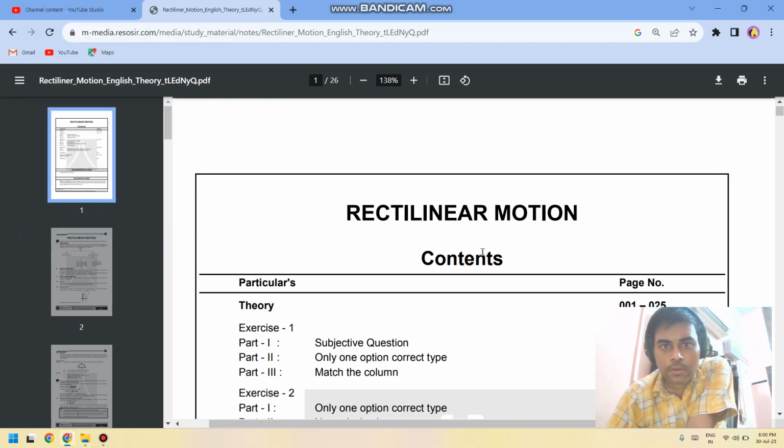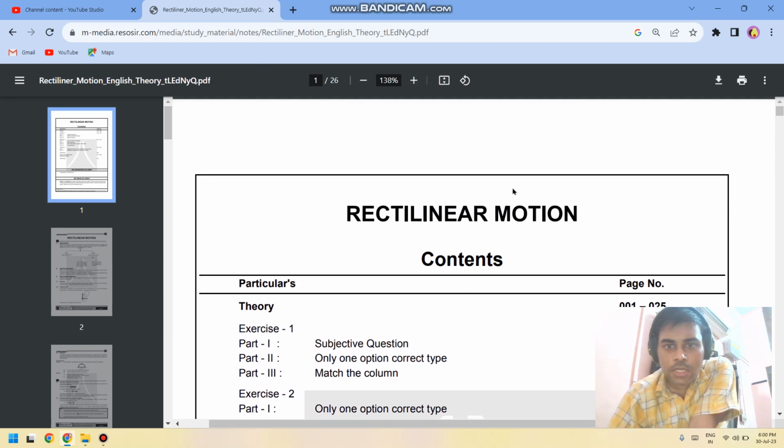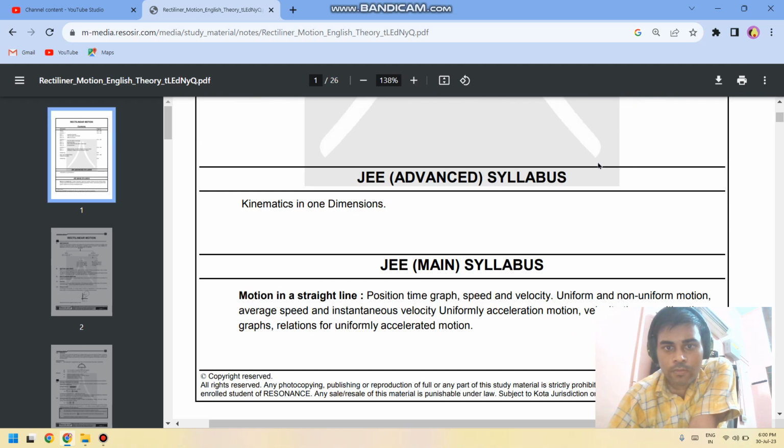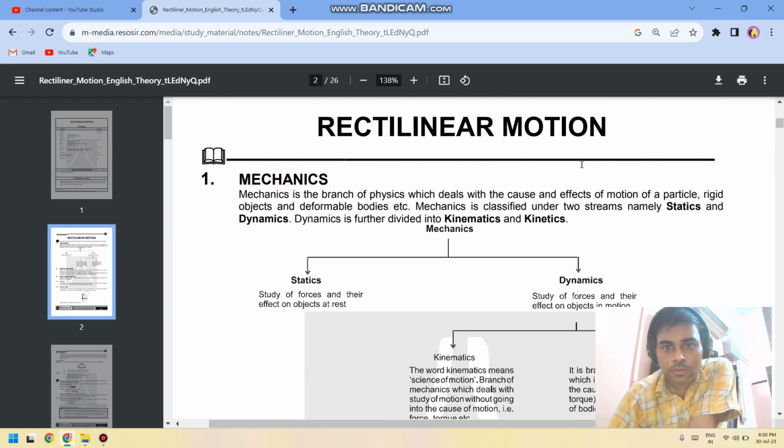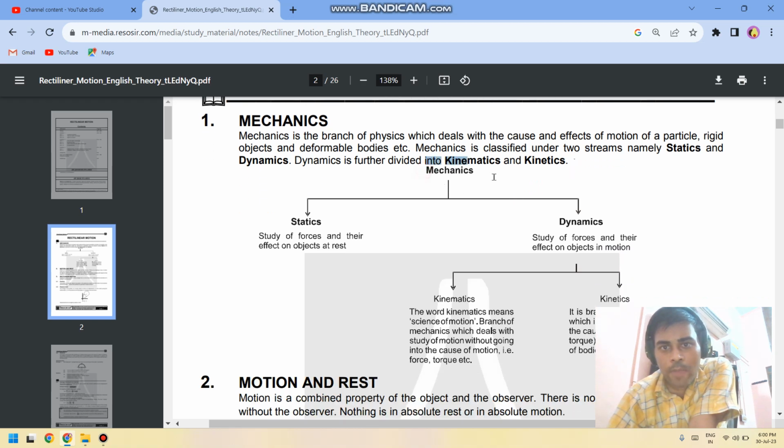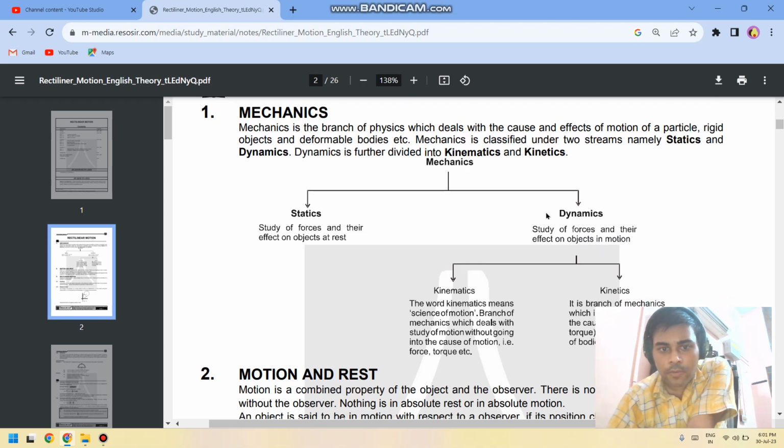Okay, let's cover rectilinear motions, examples, and questions in 10 minutes. Now, the whole of mechanics is divided into two parts: statics and dynamics. The statics part studies the forces and their effect on objects at rest. Rest is important. And the study of forces and their effect on objects in motion is done in the dynamics part.